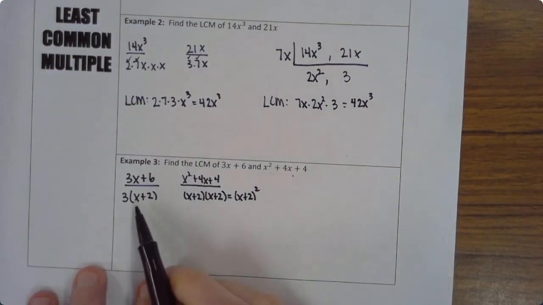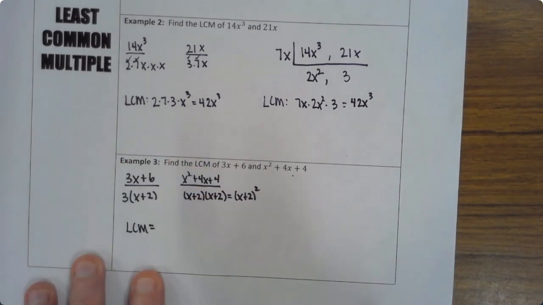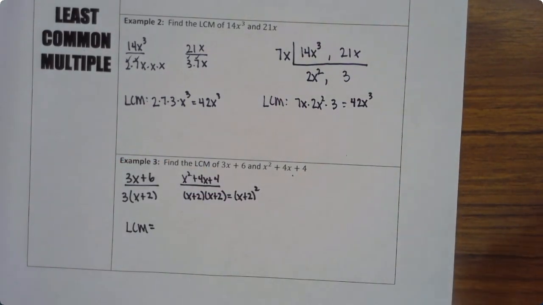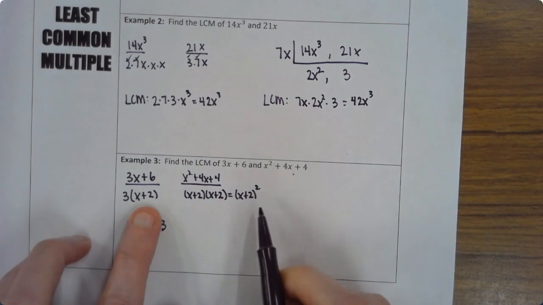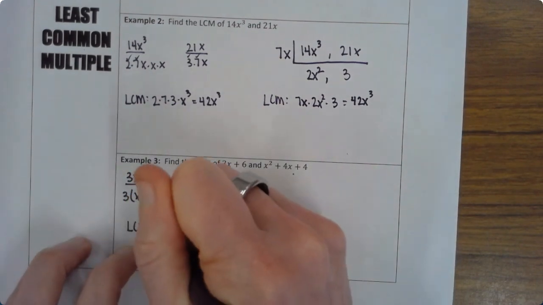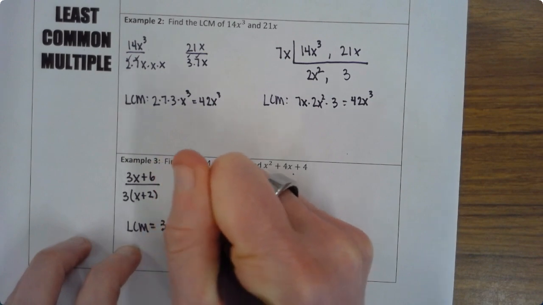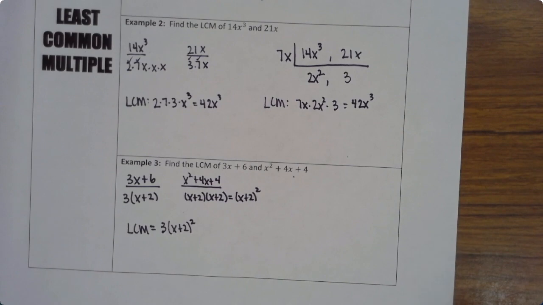So if I'm going to use my prime factorization method, my least common multiple, again, would be the product of all of the factors taking the highest degree of each one. So I would have a factor of 3. And then I have x plus 2's. The higher degree would be this one. And that would be my LCM. And we're not going to multiply that out. We're going to leave it in that factored form.